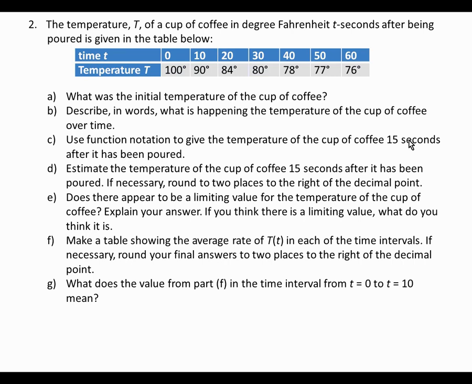It's not like it does its fastest cooling as soon as you pour it. Then question C. Use function notation to give the temperature of the cup of coffee 15 seconds after it's been poured. That's going to be T of 15, capital T of 15.